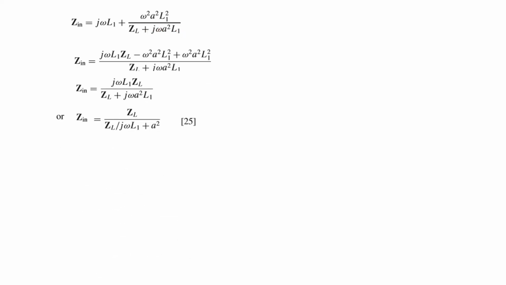Now we take the LCM, multiply, and these two terms get cancelled. So this is what remains. And again, if we divide by jωL1, then this becomes A square, and the top becomes ZL.